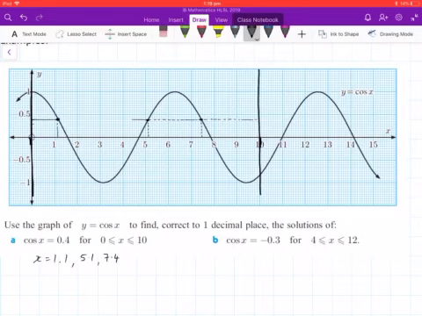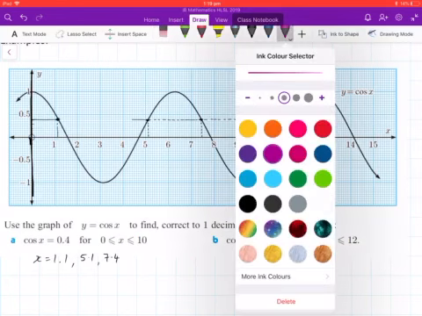Now you can appreciate that if I had no restrictions, if I didn't have this 0 to 10 business, I would have to keep going on forever and ever. It's not particularly helpful, nor is it practical, but the good thing is we do have that restriction. Okay, I'm going to change color. Let's go to pink or purple, whatever it is.